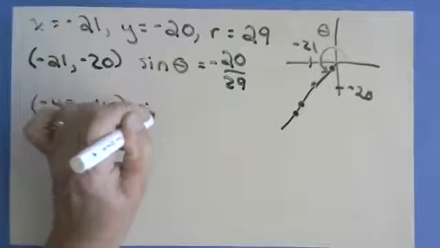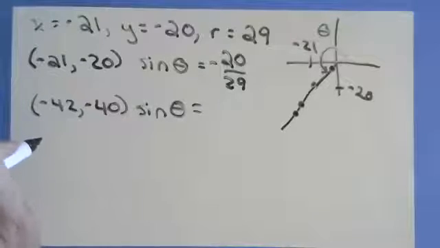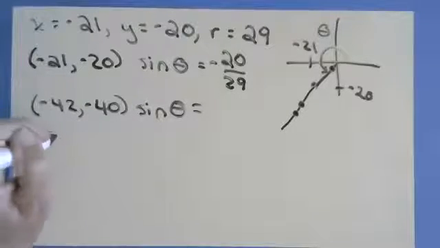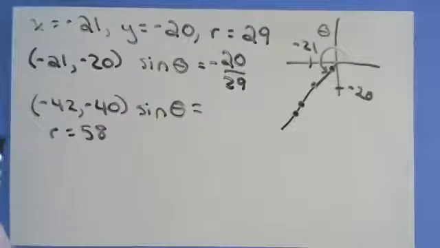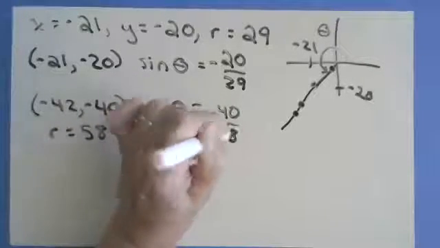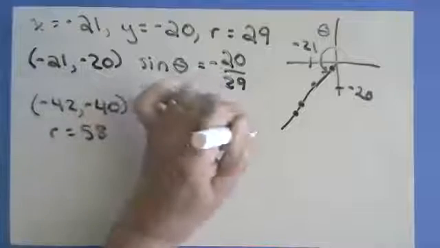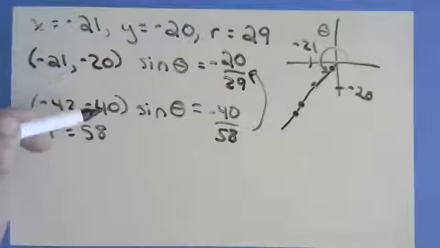When I set up the ratio for sine using those two coordinates, first I can calculate r, which would end up being 58. I end up getting for sine negative 40 over 58, and that is exactly the same fraction as negative 20 over 29. And it doesn't have to be an exact integer multiple of these values. I picked 42 and 40 because it's just 2 times 21 and 2 times 20.